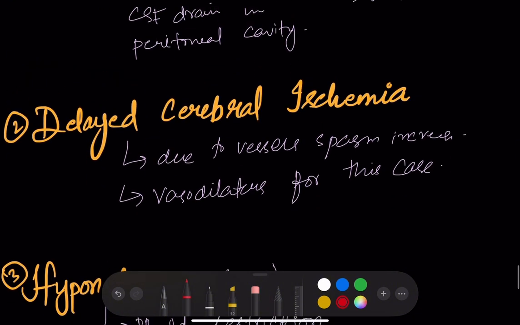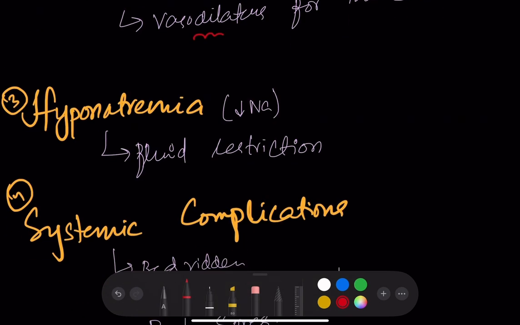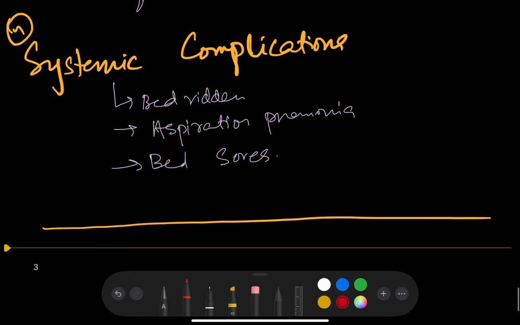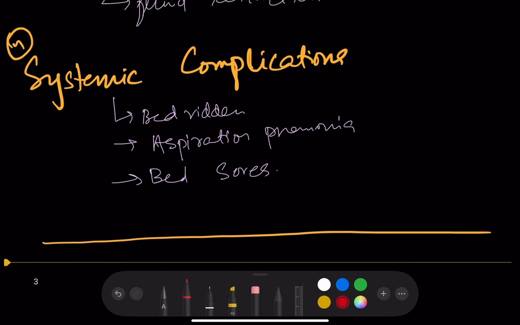If delayed cerebral ischemia occurs, then due to vessel spasm, vasodilators are given for this purpose. If hyponatremia occurs, then fluid restriction is done. And if systemic complications occur, that is bedridden state, aspiration, pneumonia, and bed sores. These are the systemic complications of subarachnoid hemorrhage.